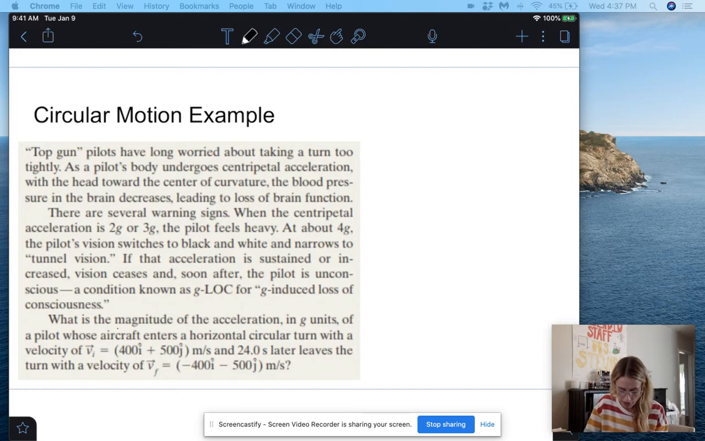What is the magnitude of acceleration in g units of a pilot whose aircraft enters a horizontal circular turn with a velocity v initial of 400 i hat plus 500 j hat meters per second, and 24 seconds later leaves the turn with a velocity v final of negative 400 i hat minus 500 j hat meters per second.